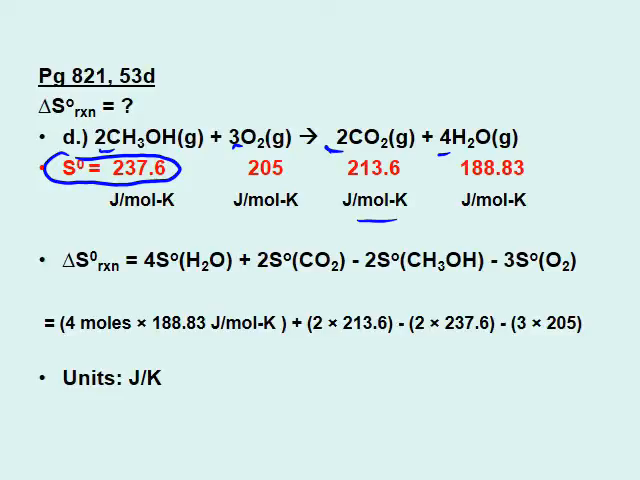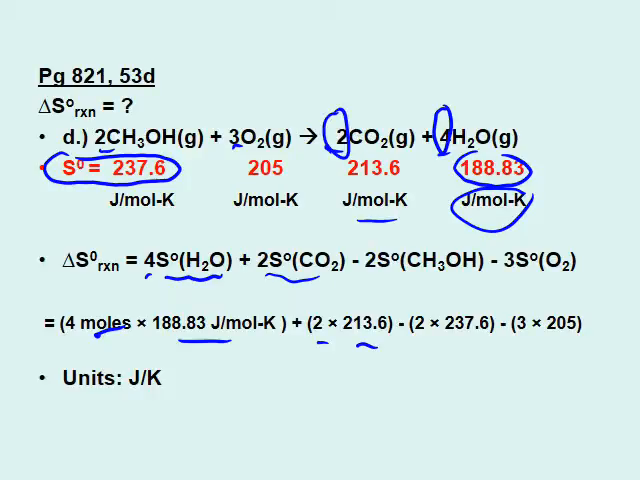Now, first we must have product values, 4 times the value for H2O. Why 4 times? Because there are 4 moles of H2O. And 188.83 goes with joule per mole, and 4 mole times 188.83. So that's what we're doing here. That's joule per mole per Kelvin. And then we have 2 moles of CO2. That's 2 times 213.6. That 2 is coming from coefficients of the balanced reaction. You can consider it to be 2 mole.